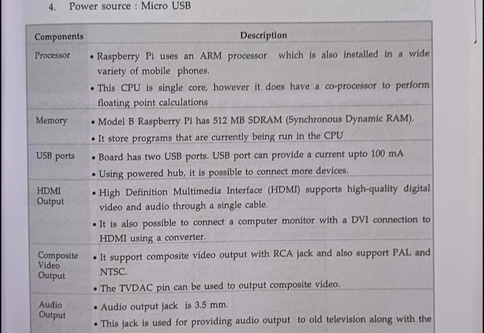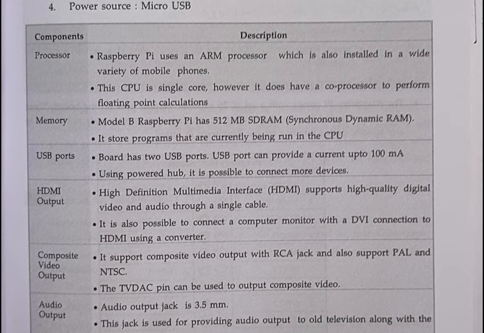Then we have memory. Model B Raspberry Pi has 512 MB SDRAM, synchronous RAM, and right now Raspberry Pi 4 comes with 4 GB RAM, so it has quite good running speed. It stores the programs that are currently being run by the CPU.